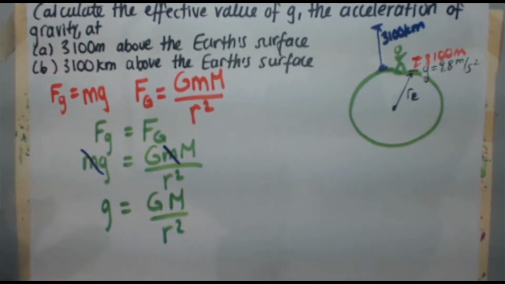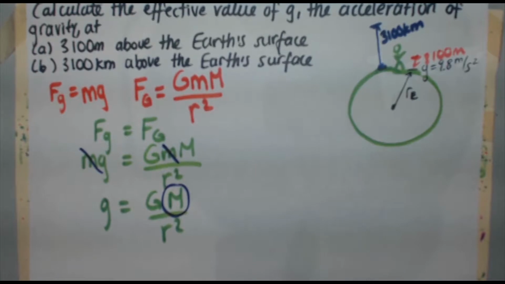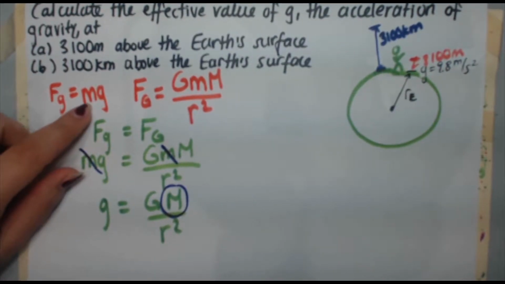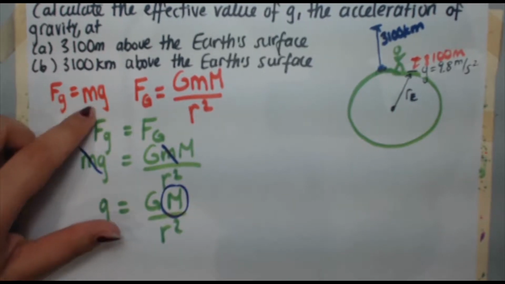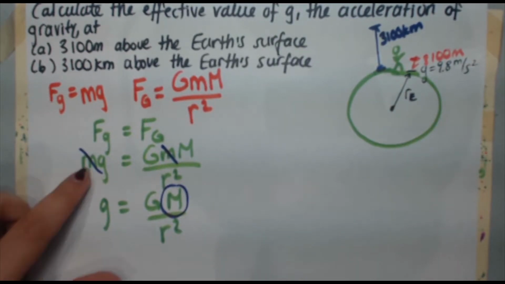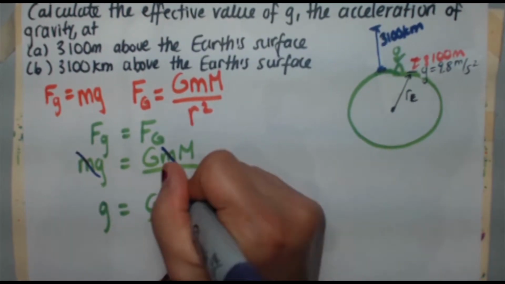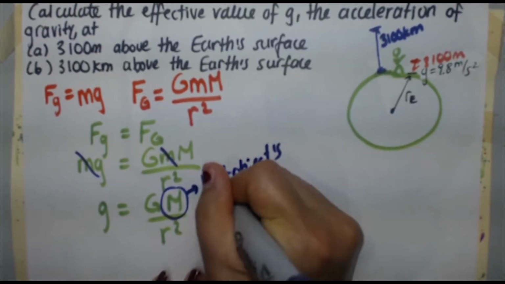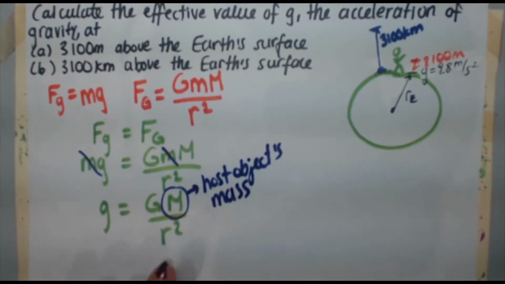What you need to make distinct to yourself is, what is this M? Is this the mass of the satellite or the mass of the host object? Think back to this formula. The little mass here is not the mass of the Earth. That's not the mass of the host object. That's the mass of the object relative to the Earth, like how is it affected by the Earth's gravity? So that little mass we canceled out is the small mass, the satellite mass, let's say. This capital M is the host object's mass. So don't mix that up. If you're looking for acceleration due to gravity of the sun, you plug in the sun's mass here.